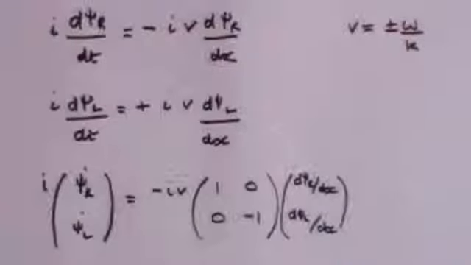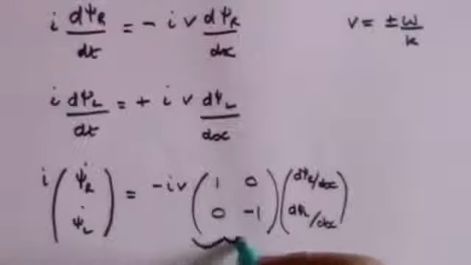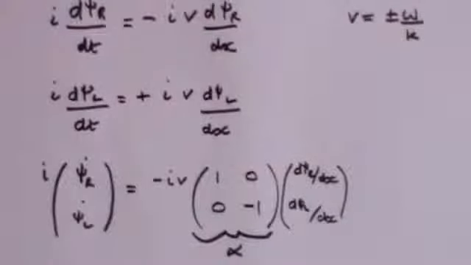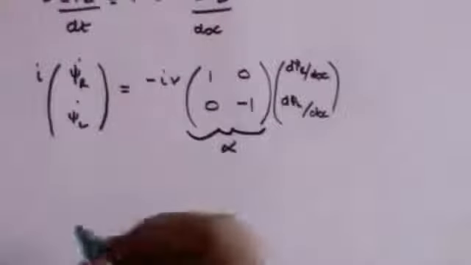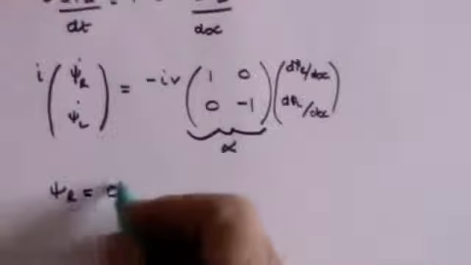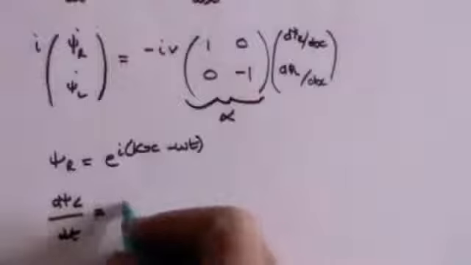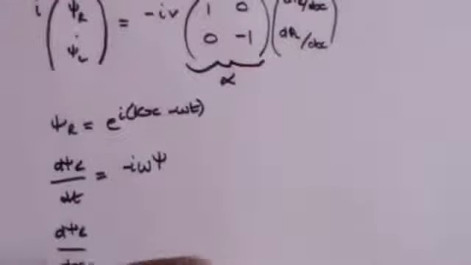And I'm going to call this matrix here alpha. Right, so we just remember that that matrix is called alpha. Now I just want to do a little bit of reminder for you that psi right we said was e to the i(kx minus omega t), which meant that d psi right by dt was equal to minus i omega psi, and d psi right by dx was equal to ik psi. We did that just a little while ago.